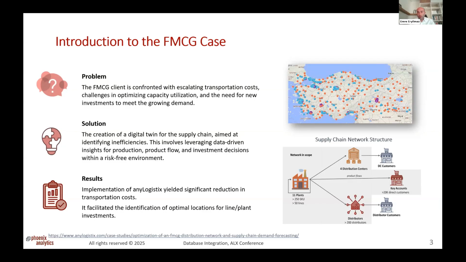This is a slide from last year's presentation. If the attendees are curious about the details of the results of these scenarios, they can check the previous year's presentation at the link here.